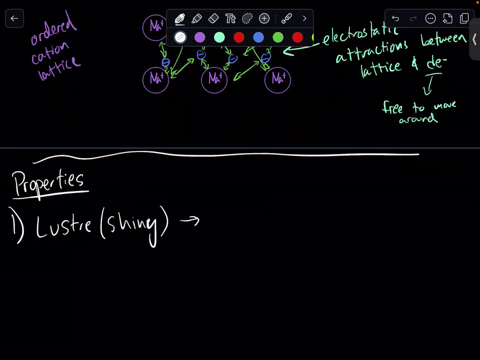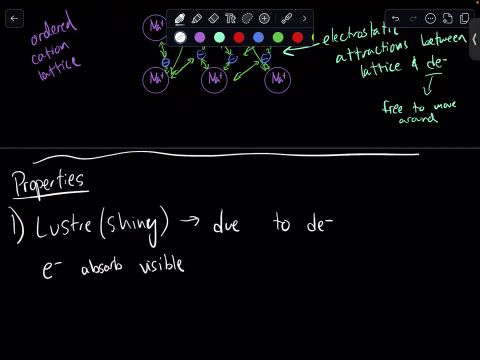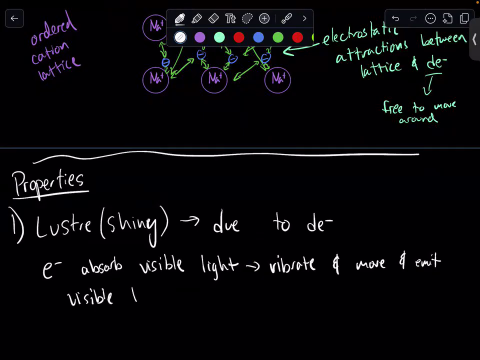And as we're going to notice with all these properties, it's due to delocalized electrons. Specifically, these electrons absorb visible light, the light we can see. And metal is actually very good at just reflecting visible light mostly. There's cases where we can reflect other ones, but they absorb visible light. Then they vibrate and move, and then they emit visible light back because they need to get rid of the energy that they got and they re-emit it in visible light.